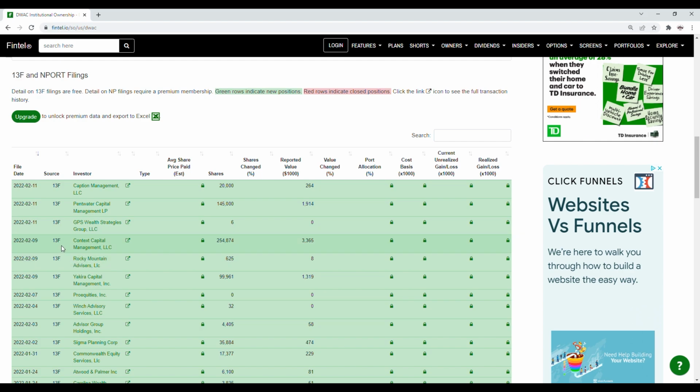And then for the recent filings for February the 9th, which I think we covered, we have Context Capital Management LLC that purchased 254,874 shares. And also I want to bring attention to Yakira Capital Management Inc. that purchased just under 100,000 shares.